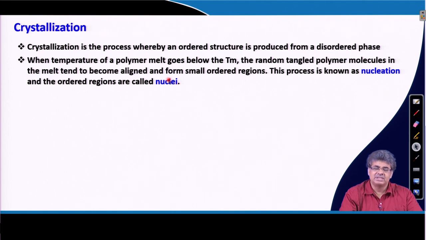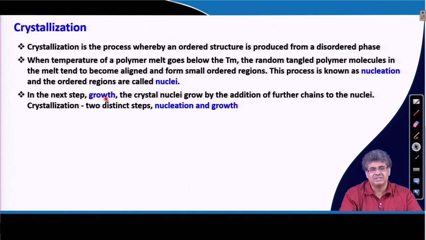And once this happens, growth happens in the next step, when more and more polymer chains come and form crystal on the nuclei, just like when you talk about crystallization of small molecules as well. So, in the next step, which is growth, the crystal nuclei grow by addition of further chains to the nuclei. So, crystallization has two distinct steps. One is nucleation, the formation of nuclei, and the next is growth.